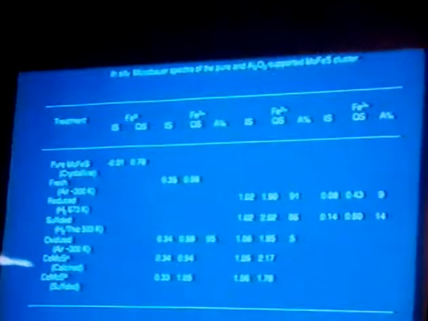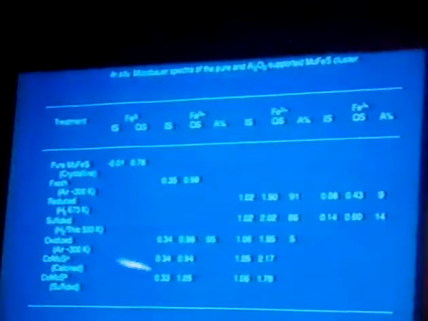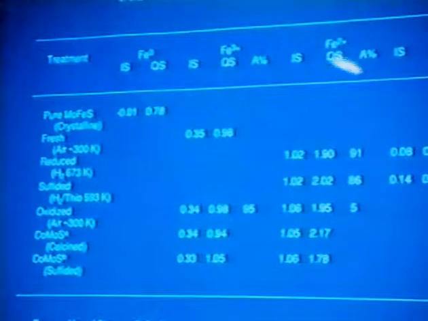It's interesting to compare these results with results by Topsøe and his group. You'll see that for this so-called CoMoS phase, they report isomer shifts and quadrupole splittings that are very similar to what we have. The only problem is that they ascribe the activity to the Fe3+ species. We would tend to believe that the Fe2+ species is responsible for the activity over these molybdenum iron sulfide systems.